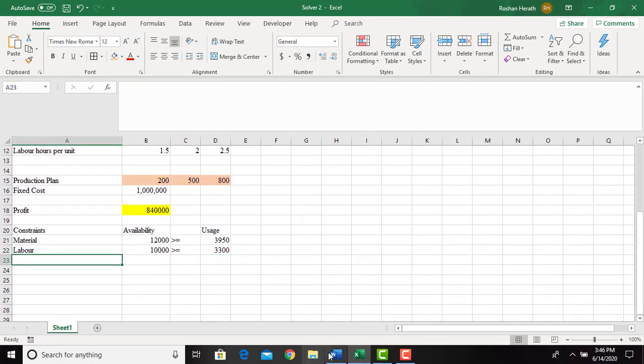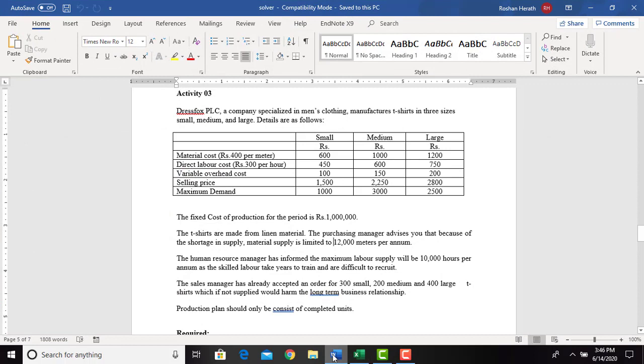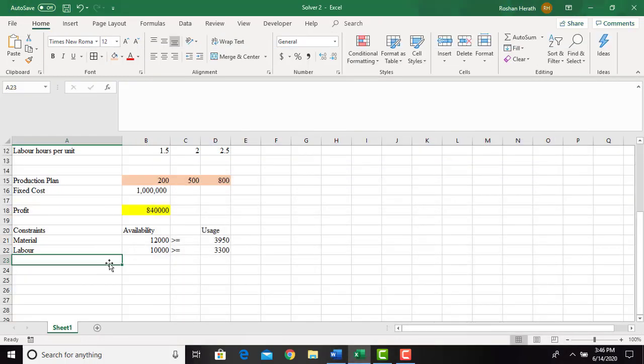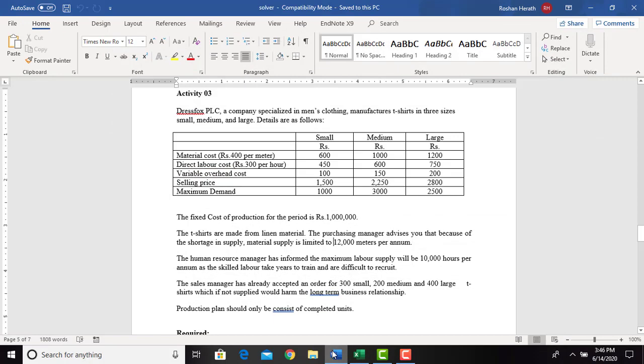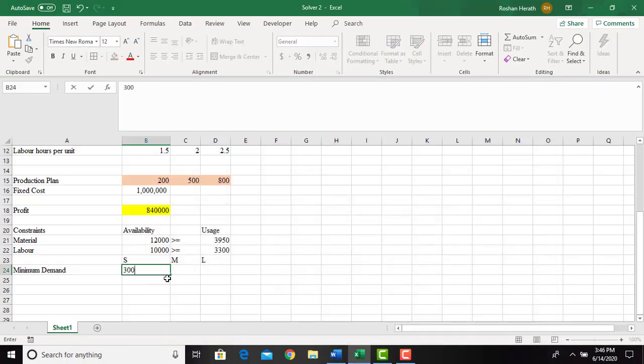Then the third condition is, you have accepted a kind of order, which you need to supply at least 300 small, 200 medium and 400 large. So when it comes to this, the minimum demand is going to be, for small, medium and large, if you have to highlight, 300, 200, and 400 units. That is the third constraint.